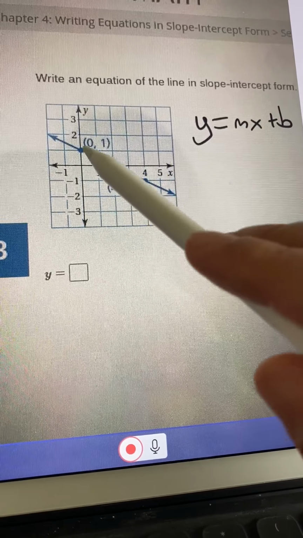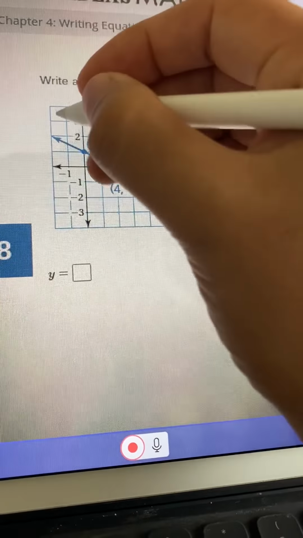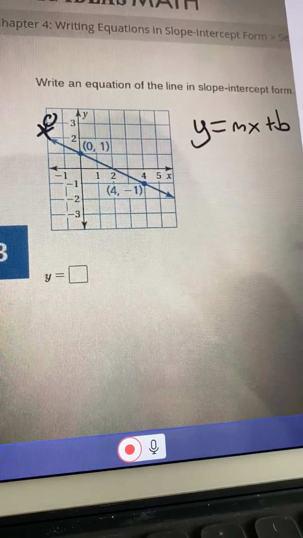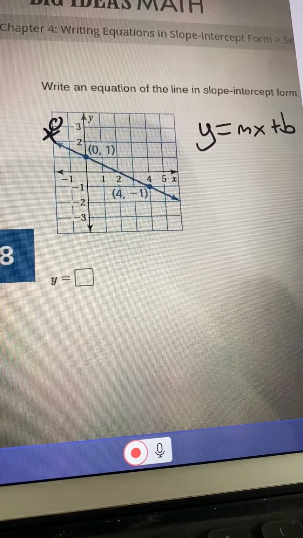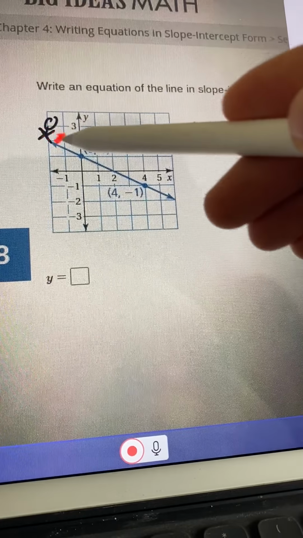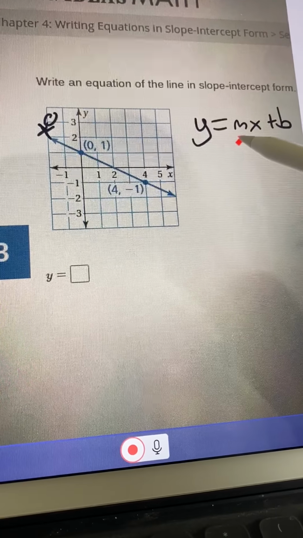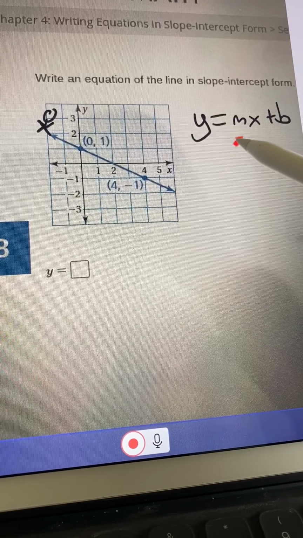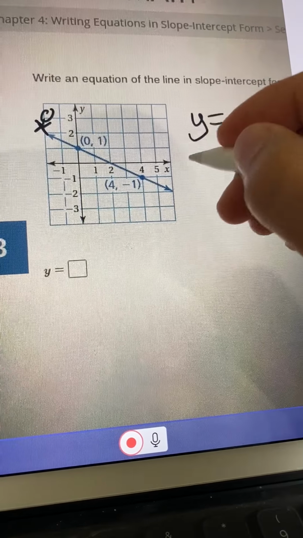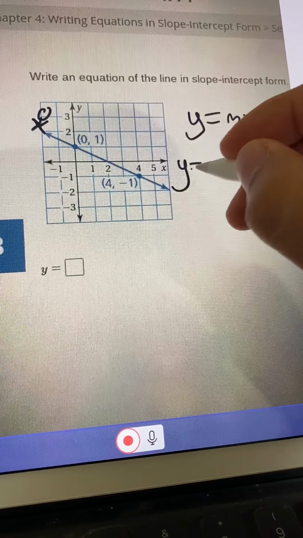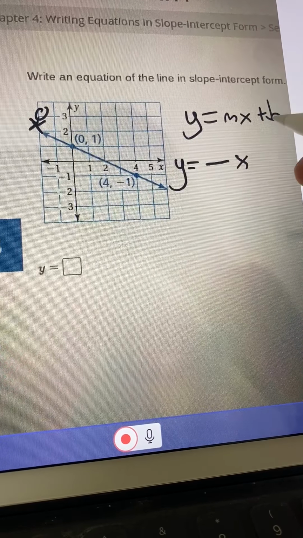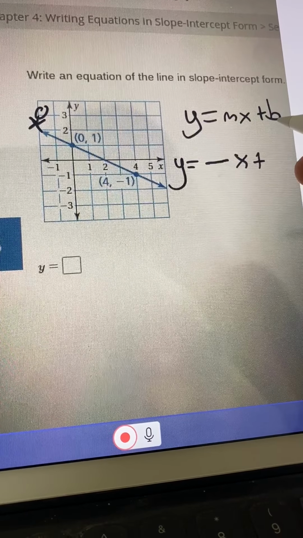But in this case, pretend, right? I always want you to pretend that there's someone walking on this line from left to right. And if there's someone walking, we could see that this person's walking down. So the slope is going to be negative, all right? And we always want to write it as a fraction. So let's set it up. Y equals some fraction times x, and then plus our y-intercept.